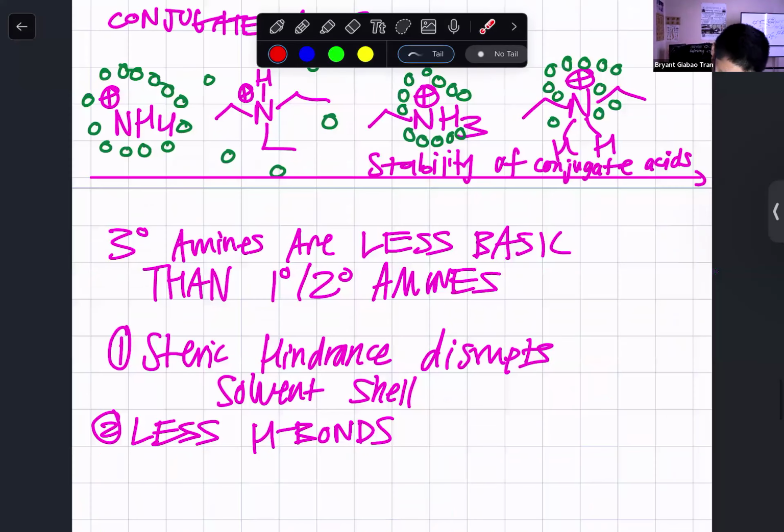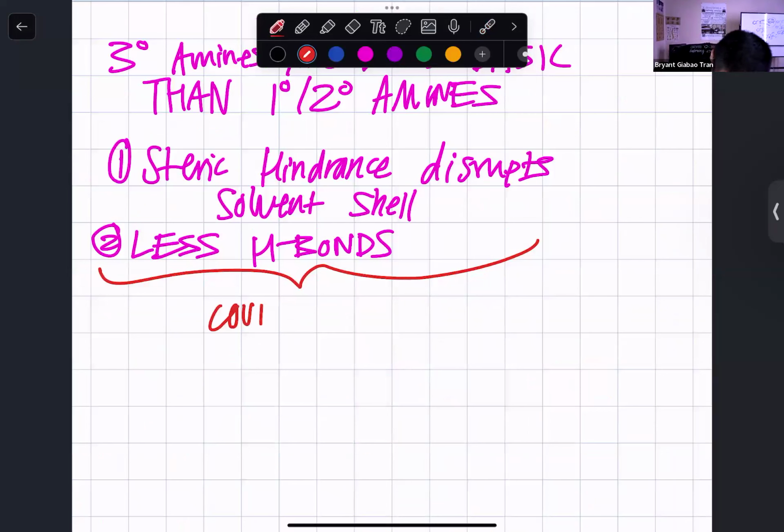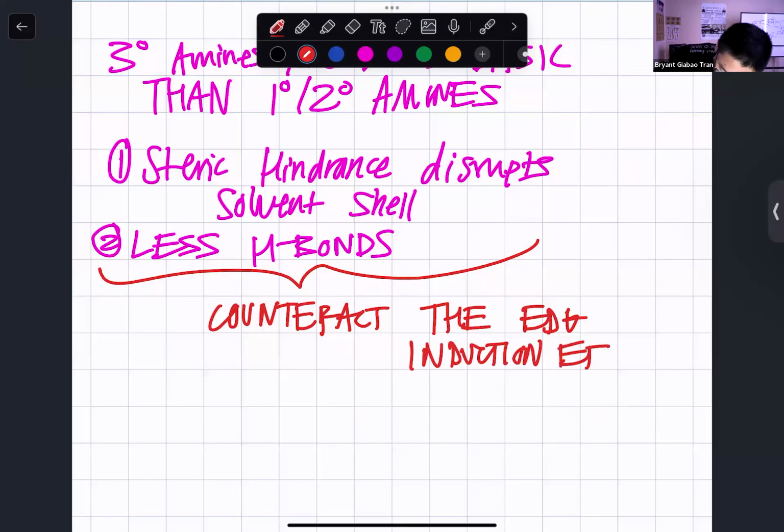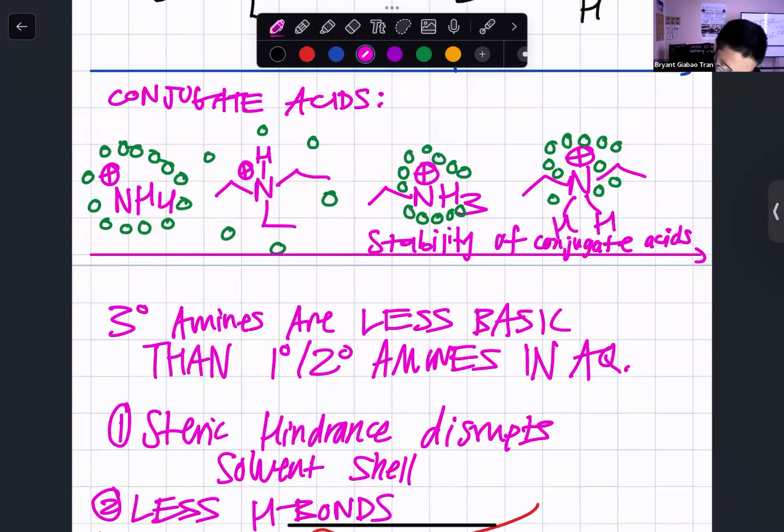they're going to counteract the EDG induction effect, which explains why the tertiary amine is less basic than primary and secondary amines in aqueous solution. That's the important scenario, in aqueous solution, right?